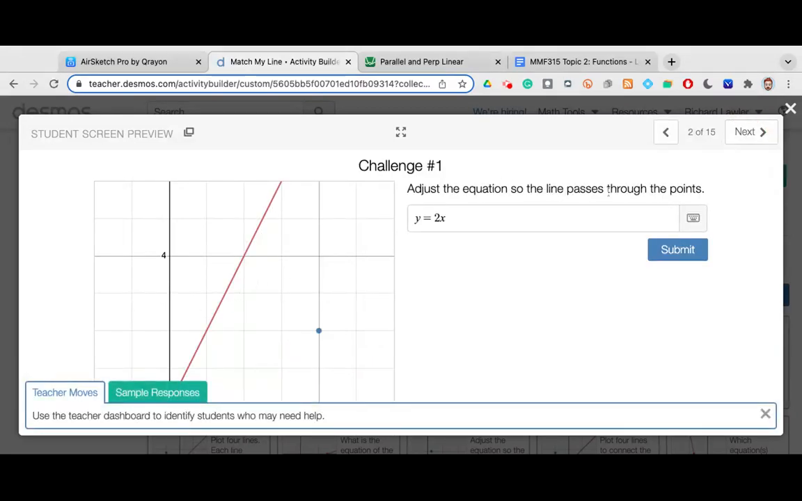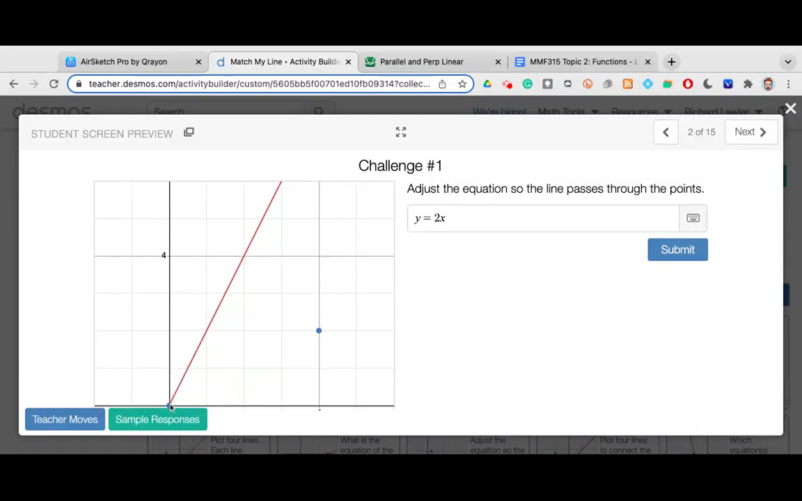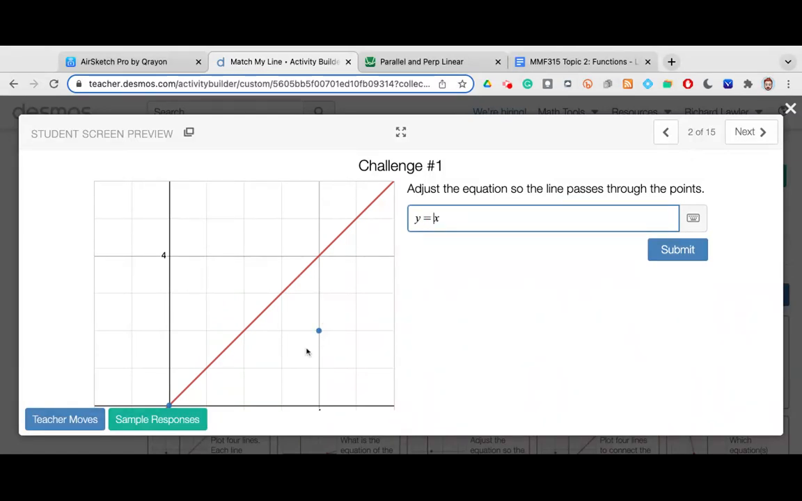Adjust the equation so the line passes through the points. So you can see it's got this point here. It's going through the origin, hence there's no y-intercept. And it needs to go through this point here, which is 1, 2, 3, 4 across and 2 up. So what would I have to change the value before x to make it go through that point? 4 across, 2 up, so the gradient is? Yeah, it's a half. It's 2 over 4. It's a rise of 2 over a run of 4, so 2 over 4, which then goes to a half.